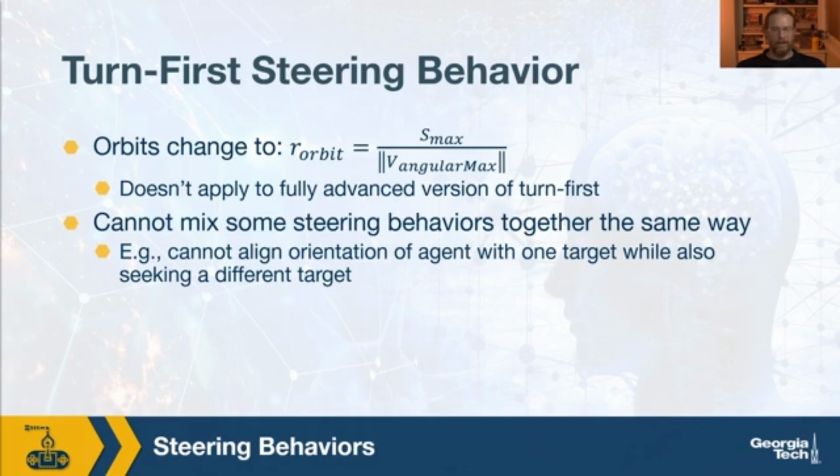Now, if we have that fully advanced version of turn first steering that I talked about, where there's a variable acceleration according to the angles and using the projection, well, that already can basically avoid the whole problem of the orbit radius. You're not going to have these wide swinging turns. You're going to tend to turn in place more. And therefore, the orbit problem you're not necessarily going to have.